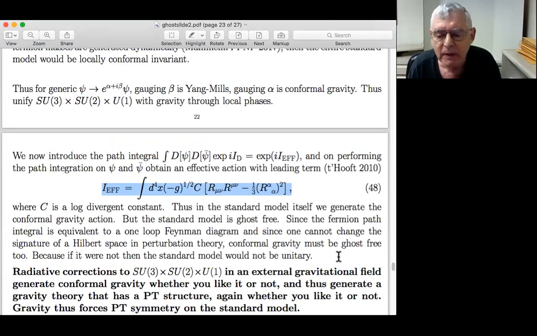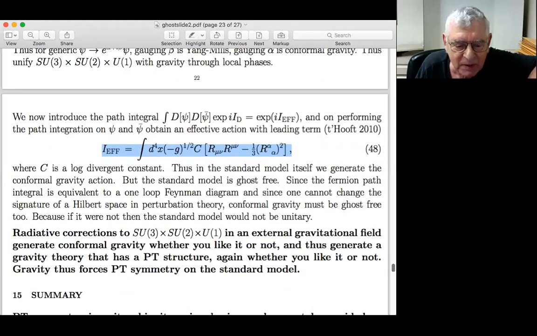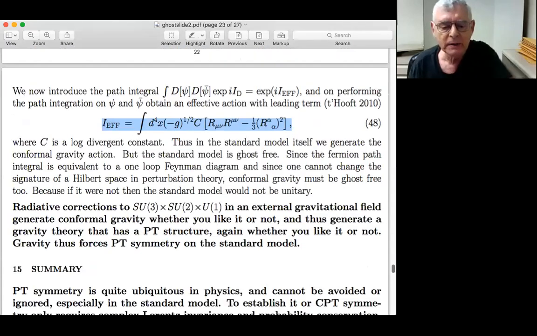Therefore, conformal gravity must be ghost-free, and if it were not, then the standard model wouldn't be unitary. If doing the path integral in a background gravitational field were to produce ghosts, then the entire standard theory would collapse. So you have your choice. Either they both have ghosts or neither have ghosts. However, the conformal gravity theory is a non-diagonalizable theory and thus has a PT structure. And therefore, whether you like it or not, gravity forces PT symmetry on the standard model.